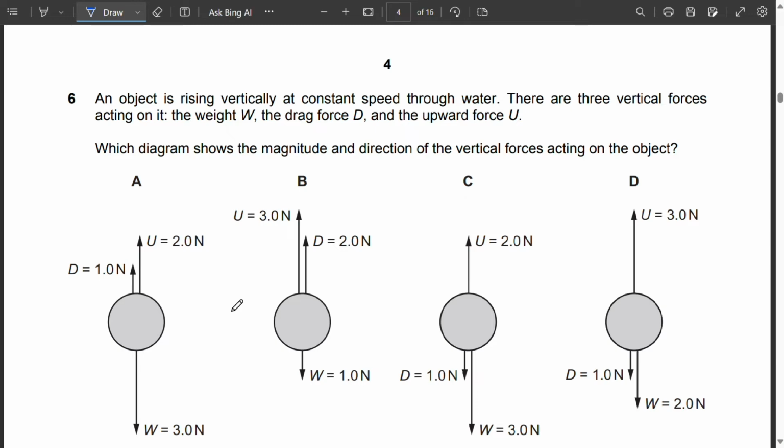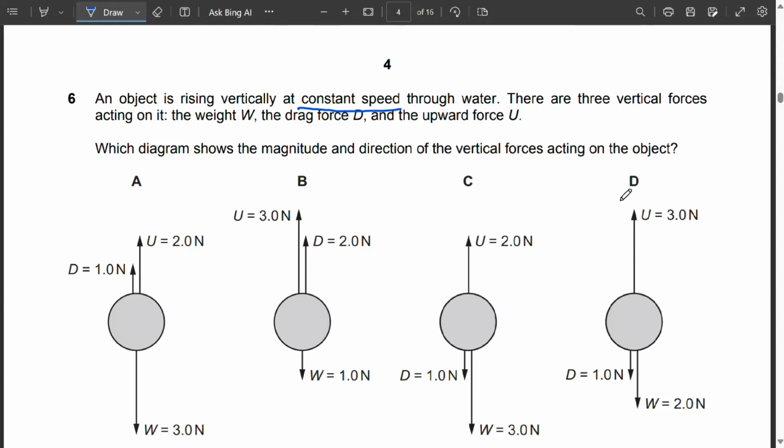Now question 6. An object is rising vertically at a constant speed through water. Now see, it is rising at a constant speed. There are three vertical forces acting on it: the weight W, which always acts in the downward direction, the drag force D and the upward force U. Which diagram shows the magnitude and the direction of the vertical forces acting on the object?